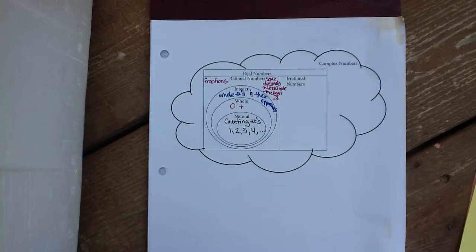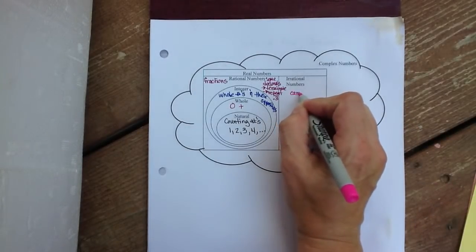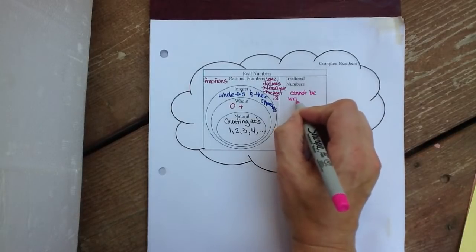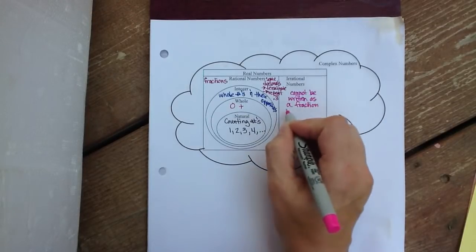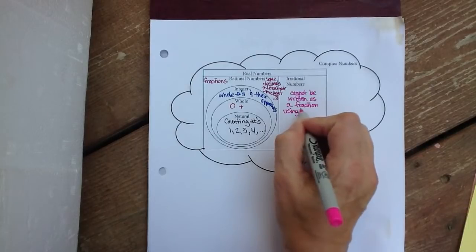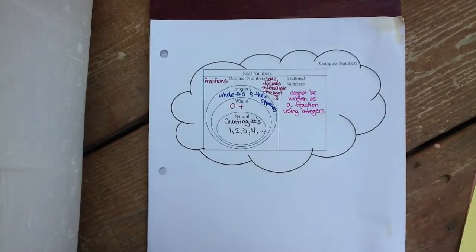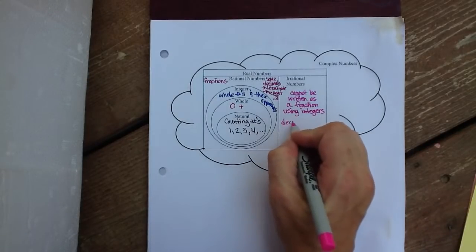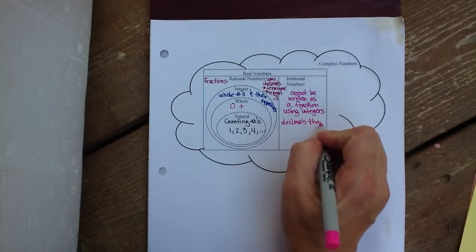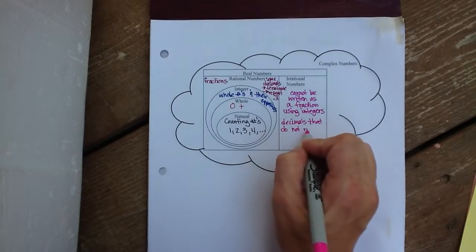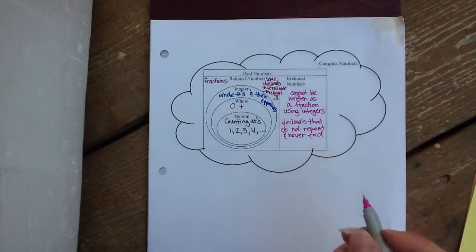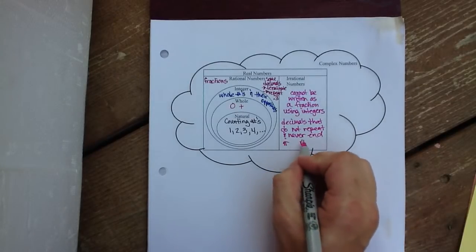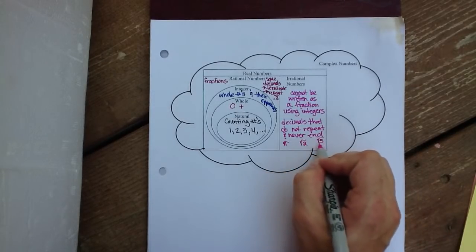Irrational numbers are those numbers that cannot be written as a fraction, at least not with a fraction using integers. So these numbers would include decimals that do not repeat and never end. Examples of irrational numbers are pi, the square root of 2, possibly the square root of 5 over 3.